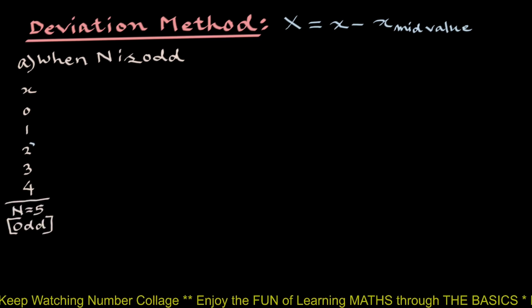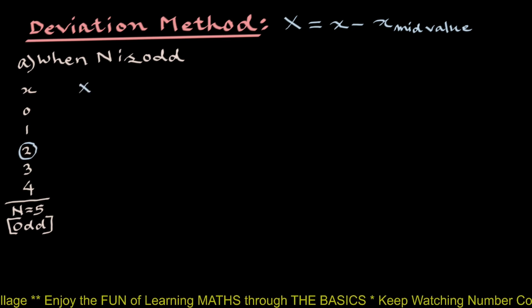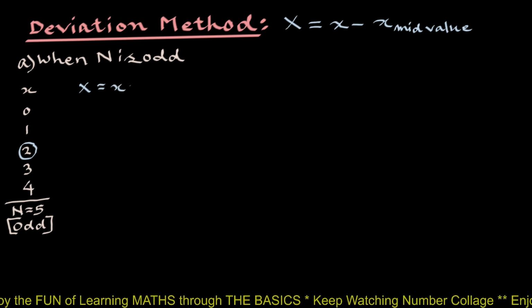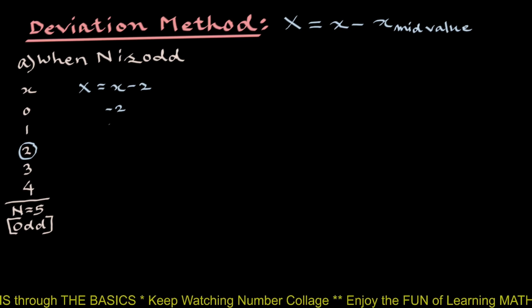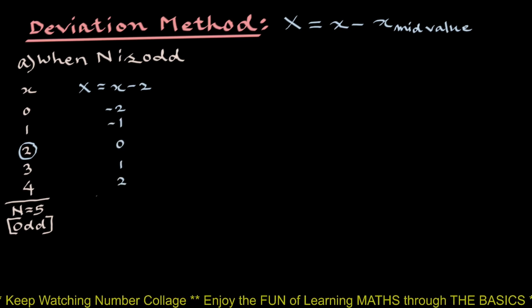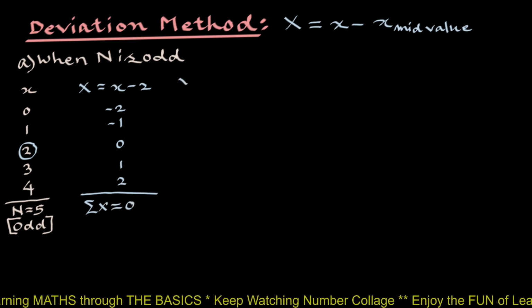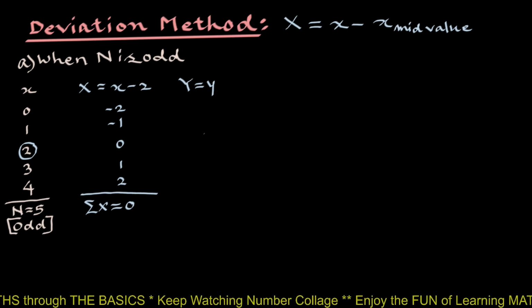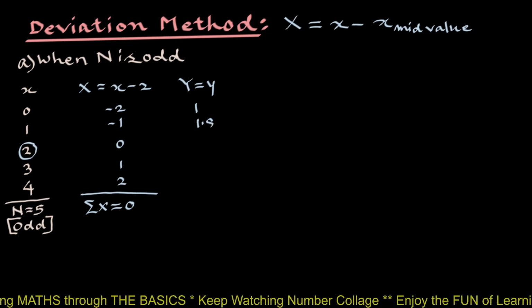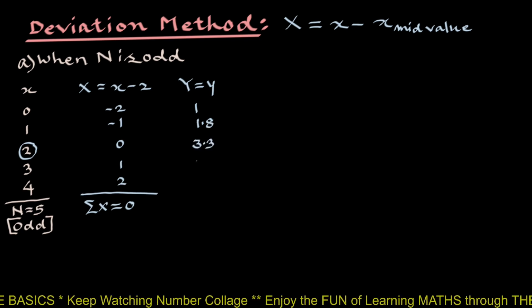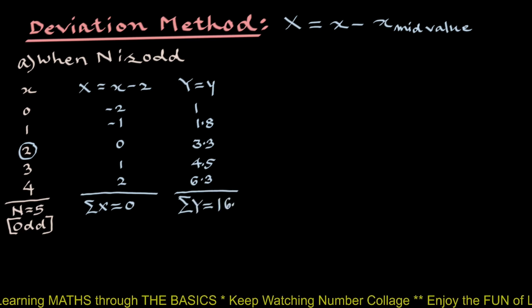The mid value will be 2, and the deviation capital X of each observation from this mid value will be x minus 2. So 0 minus 2 is minus 2, 1 minus 2 is minus 1, etc. And we get summation X equals 0. Capital Y will be the same as small y, and the corresponding y values given are 1, 1.8, 3.3, 4.5 and 6.3. Summation capital Y is 16.9.